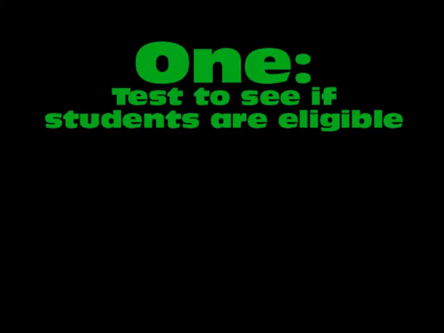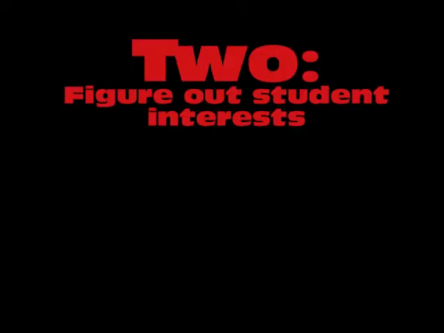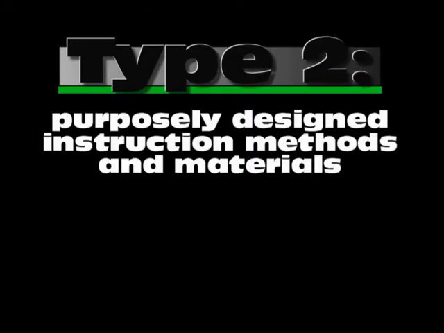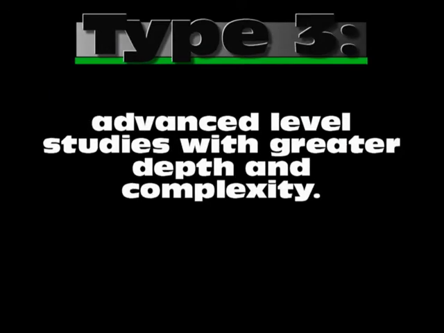There are a few steps teachers need to follow for the SEM model. 1. Test to see if the students are eligible for gifted and talented. 2. Figure out student interest. And 3. Use the 3 levels of enrichment activities. Type 1, general exploratory. Type 2, purposefully designed instruction methods and materials. And 3, advanced level studies with greater depth and complexity.